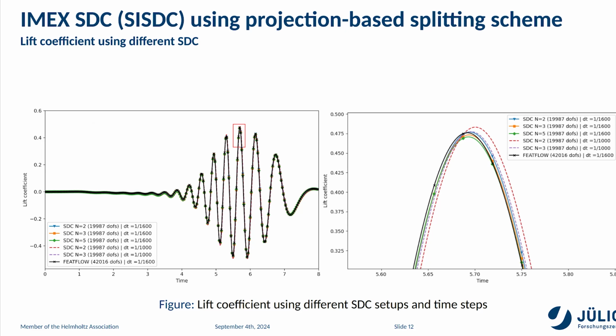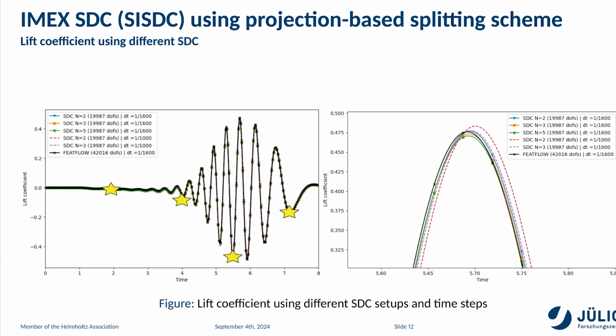Next, we need to test the preconditioner. Here I choose 4 time points. Here, because there is nothing yet, and here where the shedding after the cylinder starts to develop, here and here.